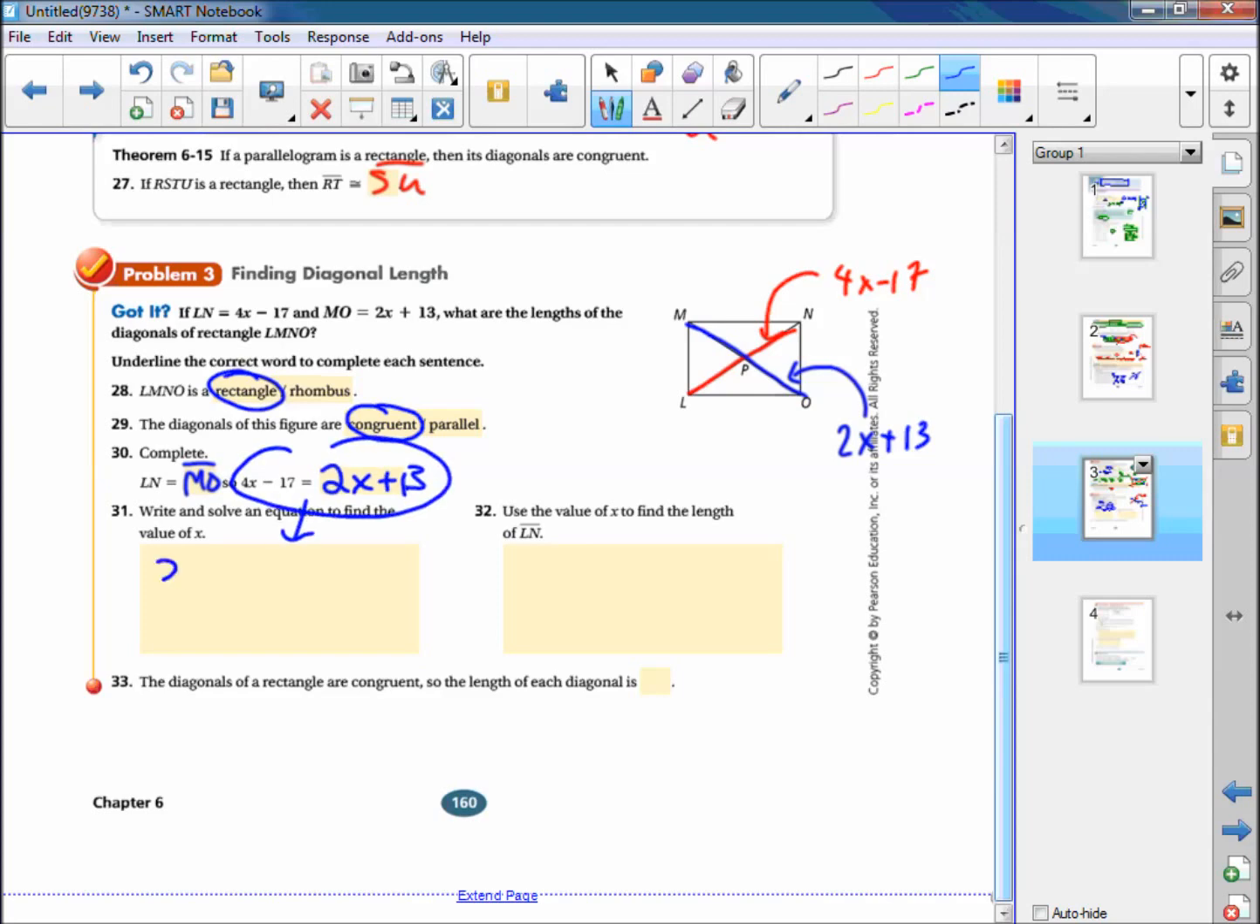So I'll subtract 2x to both sides. So 2x minus 17 is equal to 13. And then I'll add 17 to both sides to get 30. And then divide by 2, and I got 15.